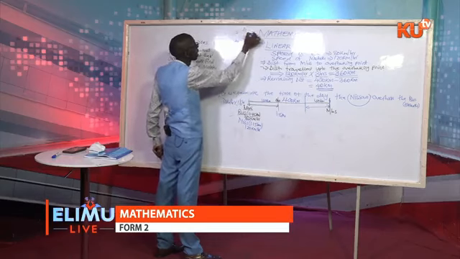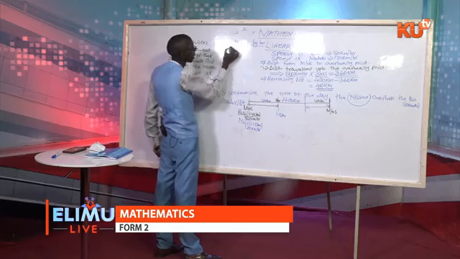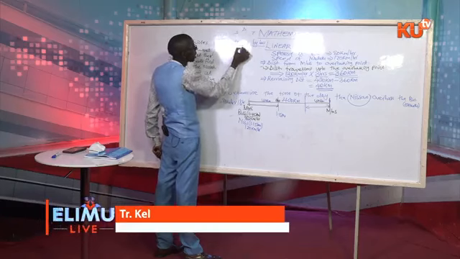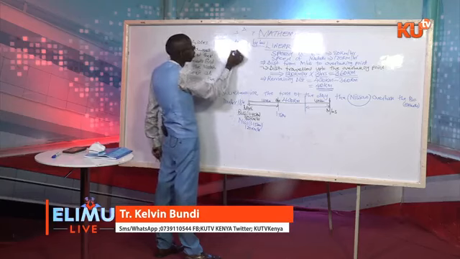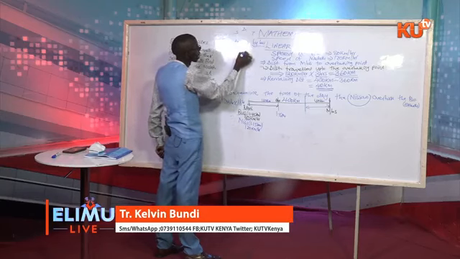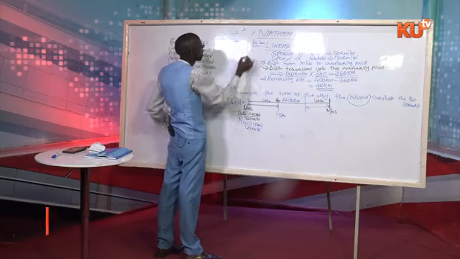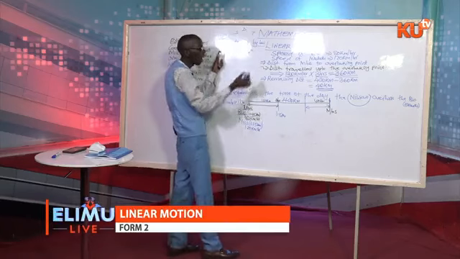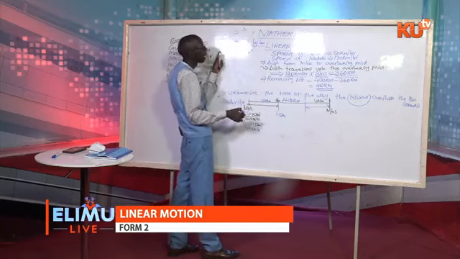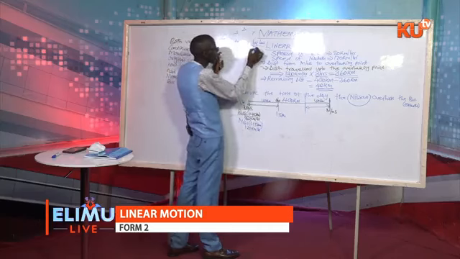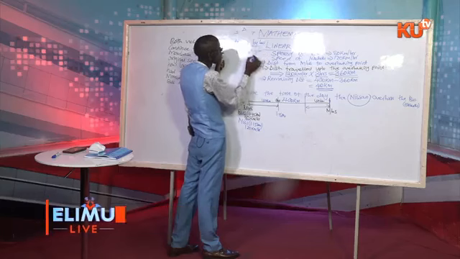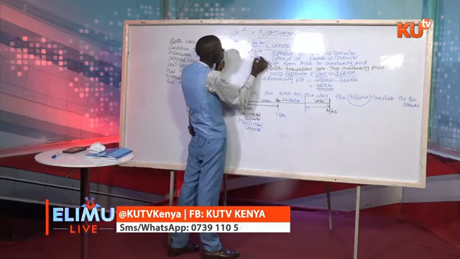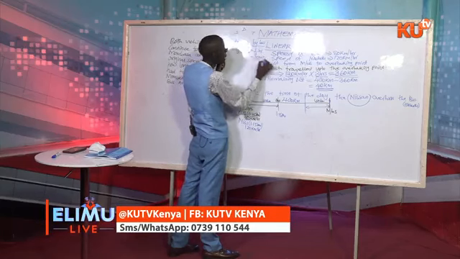Again, DST. Time is distance over speed. So, the distance remaining, 40 kilometers, over the speed of the bus, which was 80 kilometers per hour. This means that the bus, after being overtaken by the Nissan, took half an hour, or 30 minutes, to reach Mombasa.